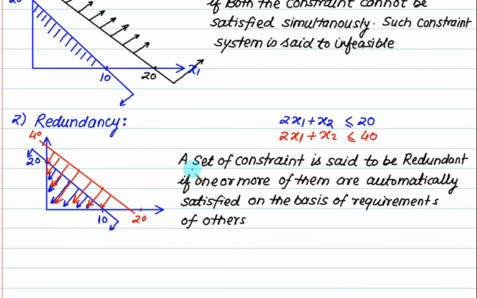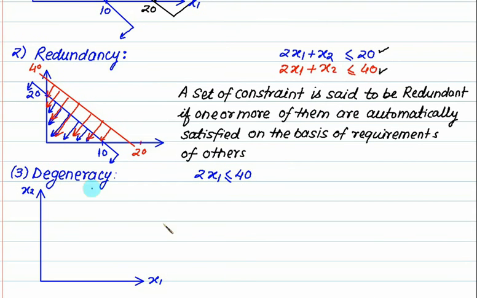So the second condition is called a redundant constraint. In words we can put it like this: a set of constraints is said to be redundant if one or more of them are automatically satisfied. That is, this constraint is automatically satisfied by the first constraint. In that case the solution is called a redundant solution.